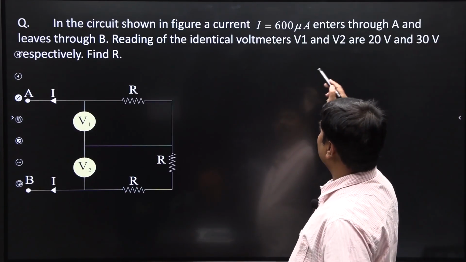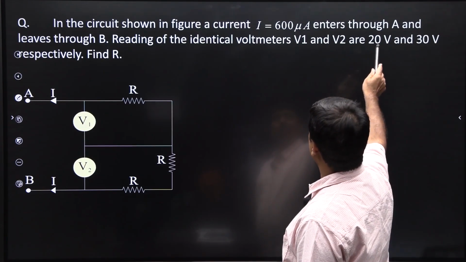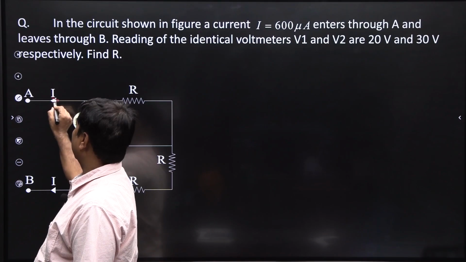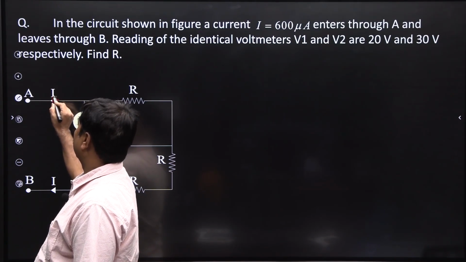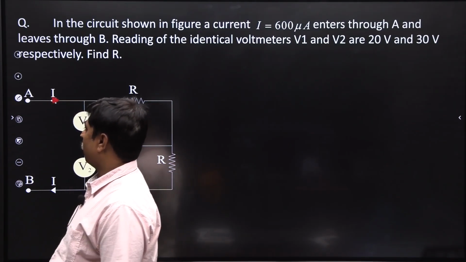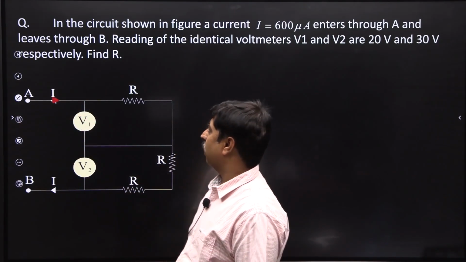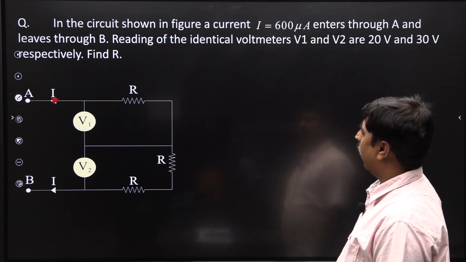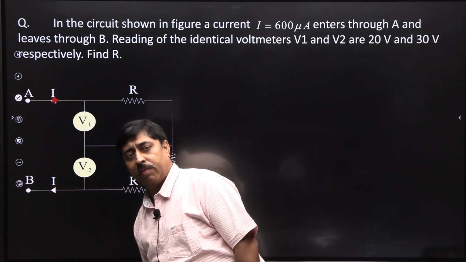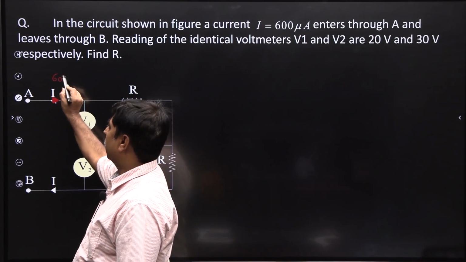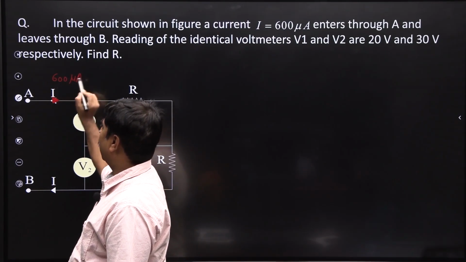In the circuit shown in the figure, a current of 600 microampere enters through A. I am sorry, this arrow is actually directed like this. Yes. So, a current of 600 microampere enters into this circuit through point A and leaves through point B. The current is 600 microampere.